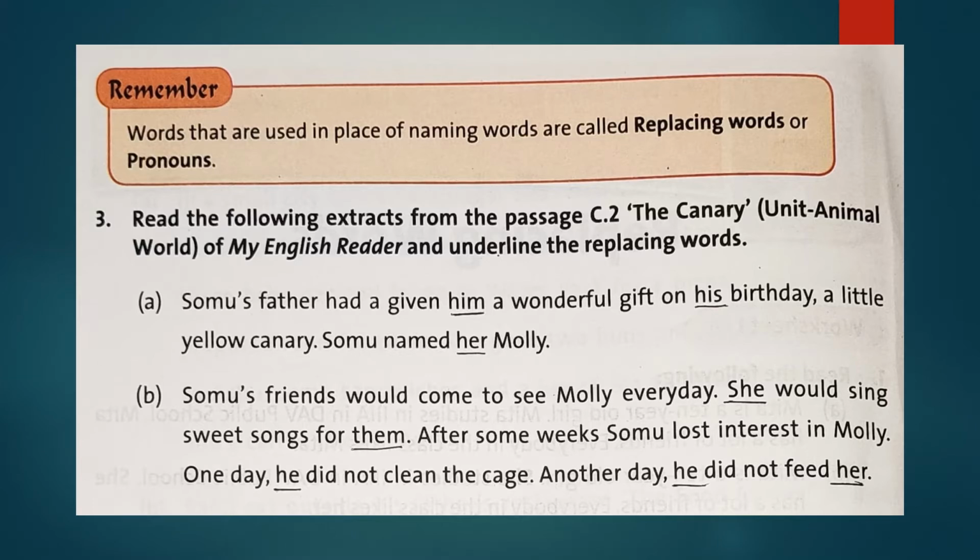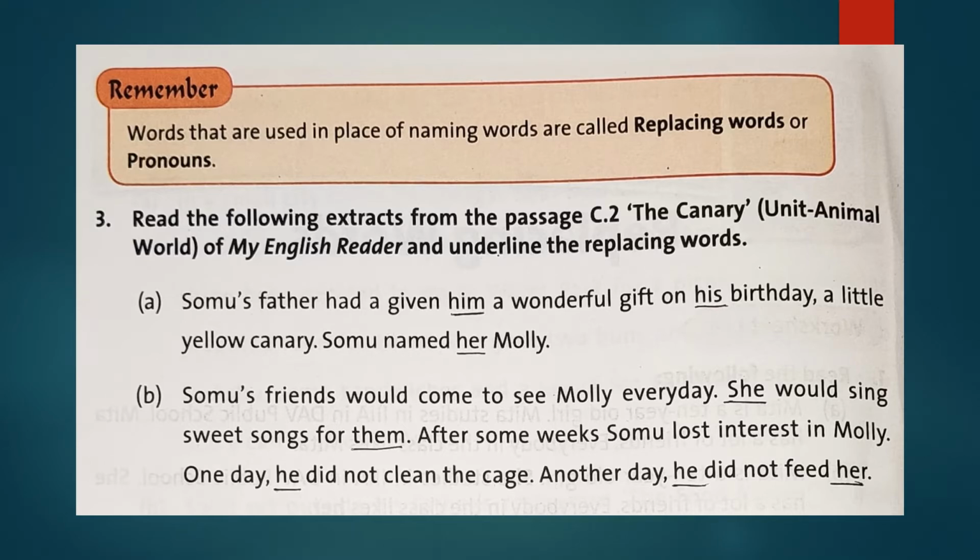Somu's father had given him a wonderful gift on his birthday, a little yellow canary. Somu named her Molly. So, had given him. A is not there, children, here. Just correct it. So here, what are the replacing words? Him. Him means instead of Somu.